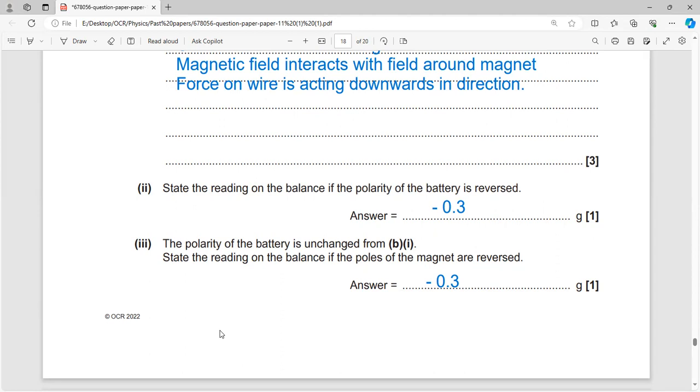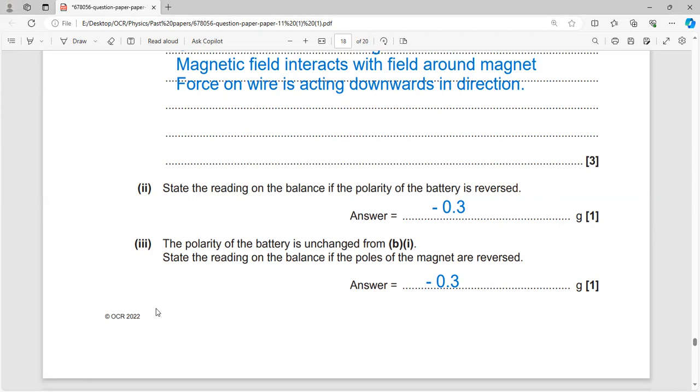So first it was positive 0.3 gram. Now it will become negative 0.3 gram. Now, the polarity of the battery is unchanged from the question. What's the value given there in the B1 answer? So state the reading on the balance if the poles of the magnet are reversed.